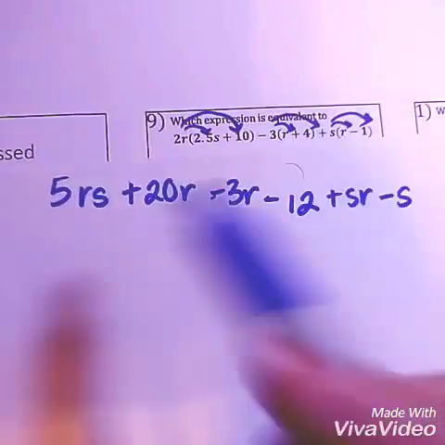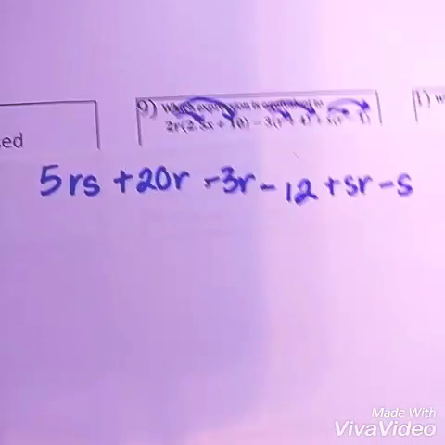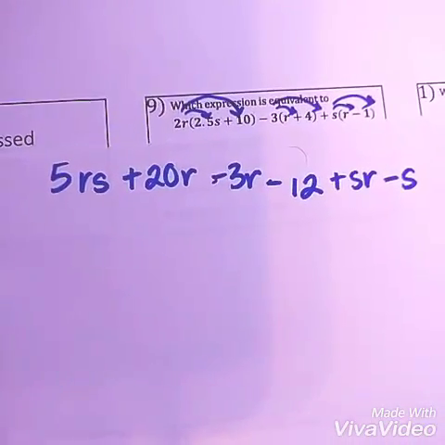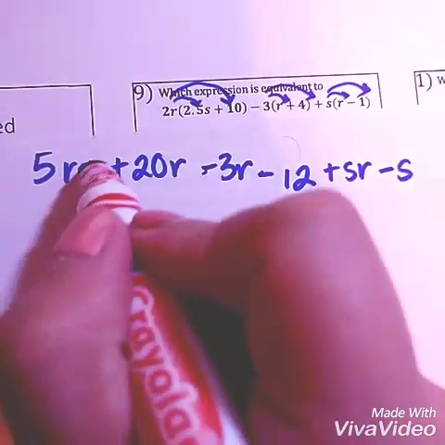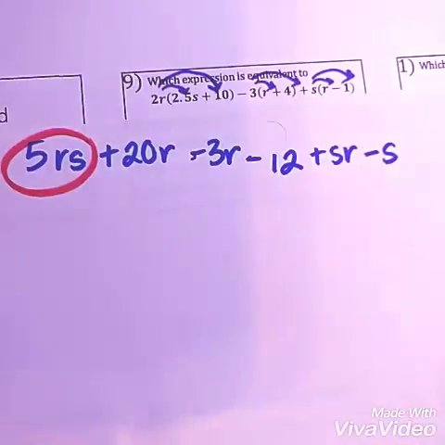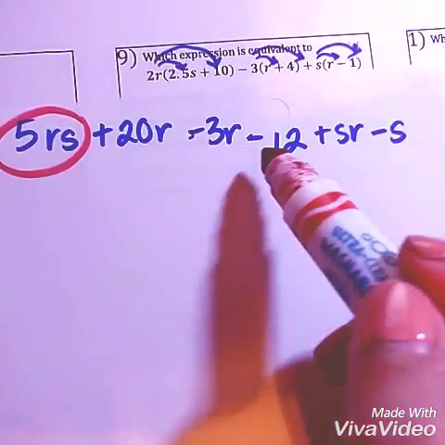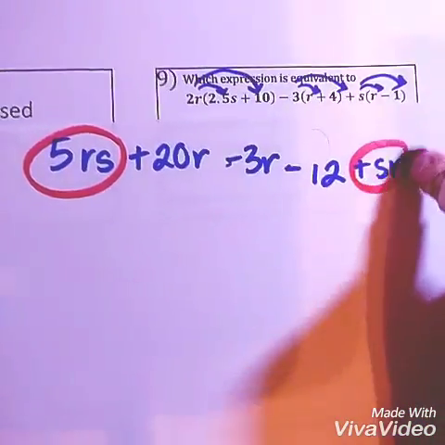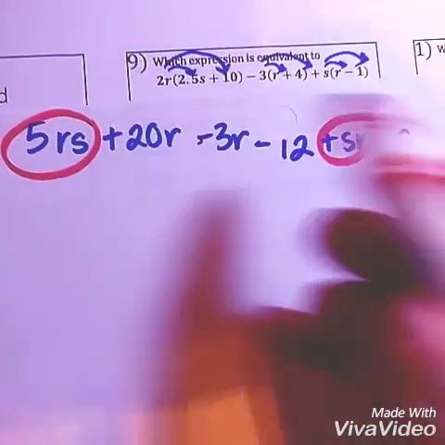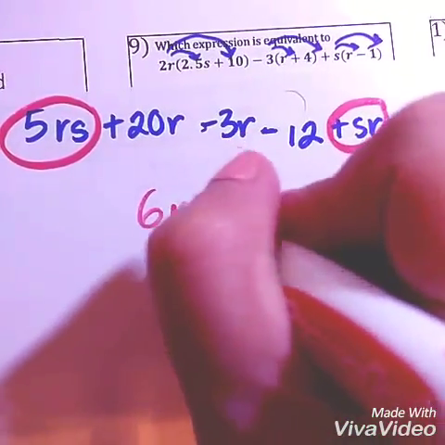Okay, so now we're going to combine the like terms. In other words, we add all the terms with the same variable. So here I have 5rs. I'm going to combine it with the one with the sr, or rs. So here I have this one. 5 plus 1 gives you 6rs.